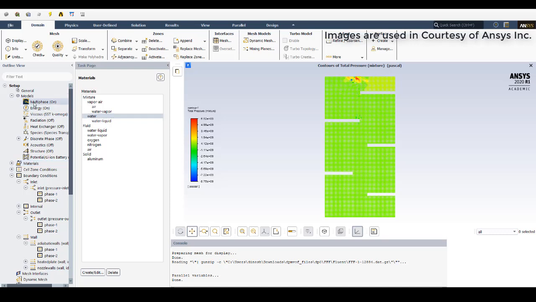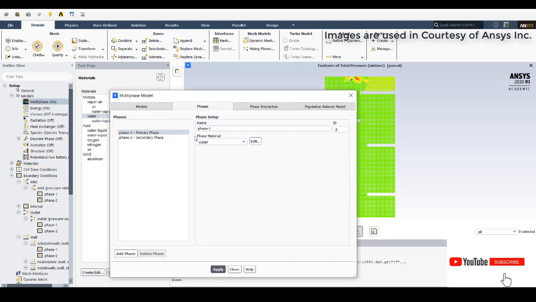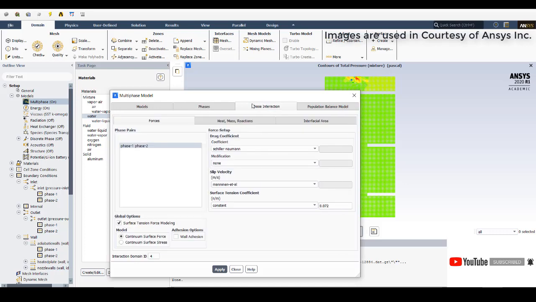Close. Now go to multiphase, go to phases. The primary phase is my water and the secondary phase is my water vapor air mixture. Get to the phase interactions, surface tension modeling, and the drag coefficient as Keller-Newman, slip velocity using default settings, surface tension coefficient as 0.072.